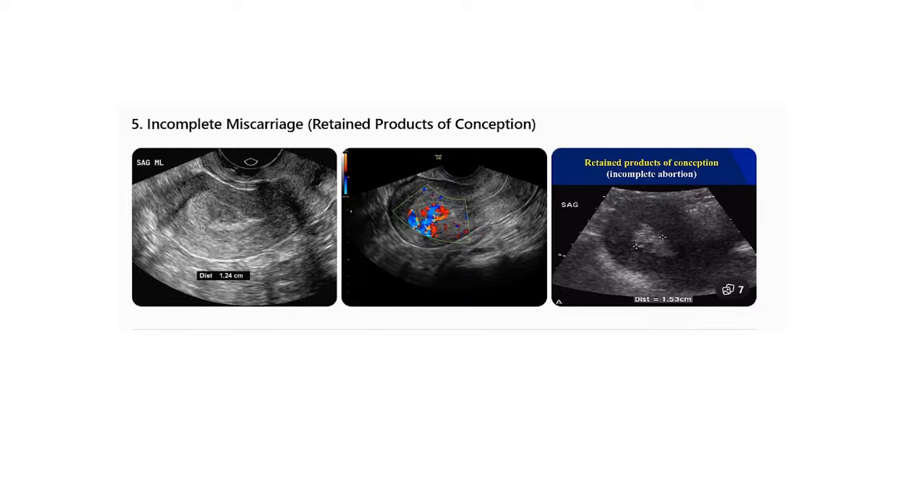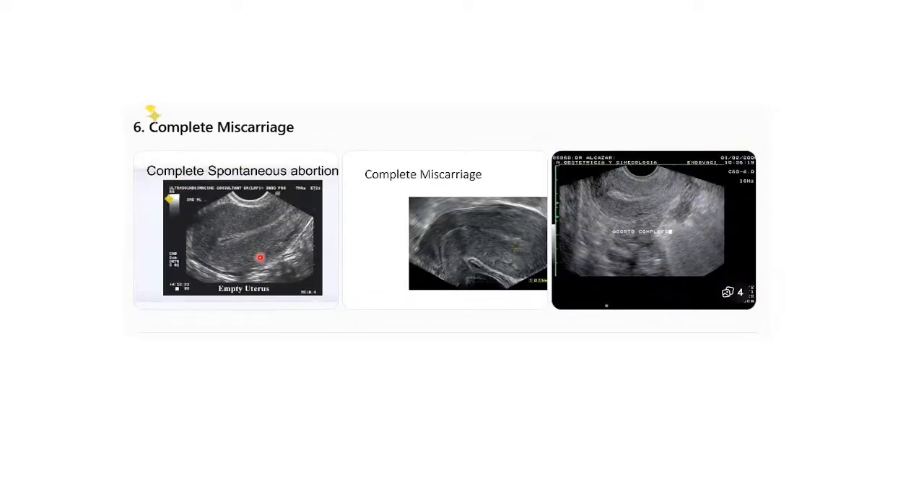So the history is very critical. Was someone pregnant? Were they bleeding? Then you can talk of an incomplete miscarriage. A complete miscarriage.